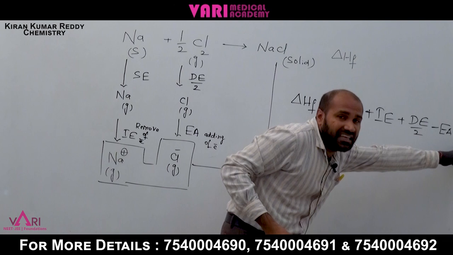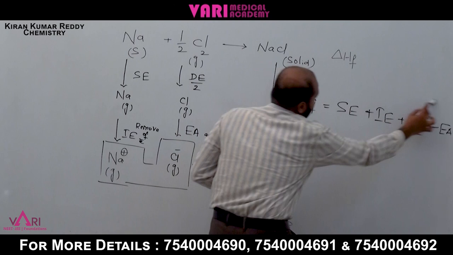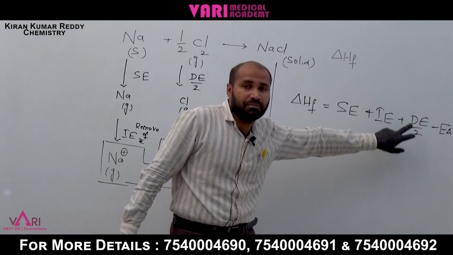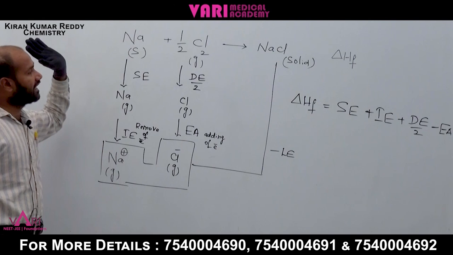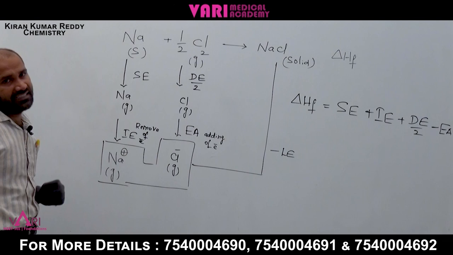This is the equation we can use: delta HF is equal to sublimation energy plus ionization energy plus dissociation energy by 2 minus electron affinity minus lattice energy. Understand, students? Simple, lattice energy is calculated by using this Born-Haber cycle. We can take another example. First write down this. Next, we can take another one.